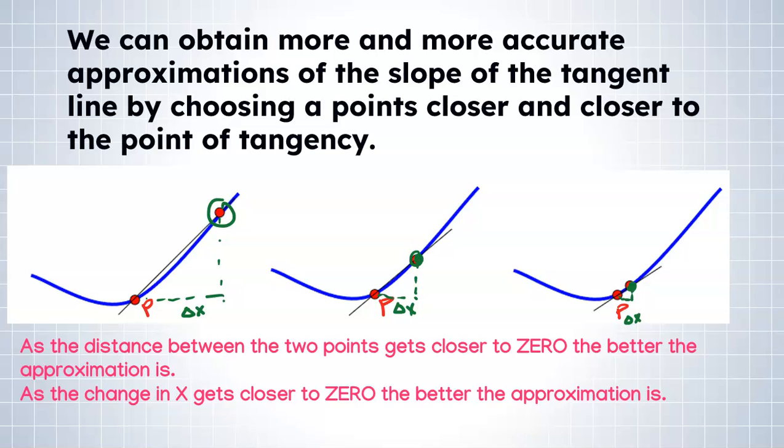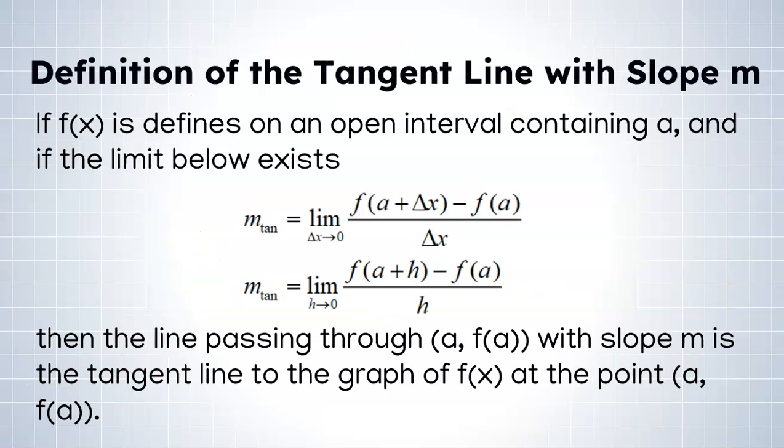Now, this is exactly where we could introduce limits, because the idea of something getting closer and closer and closer to 0 is the concept of using a limit. So now we can actually formally define the tangent line with slope m. So this is the definition of the tangent line with slope m.